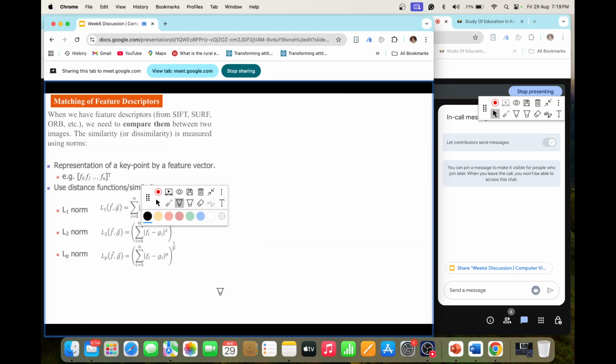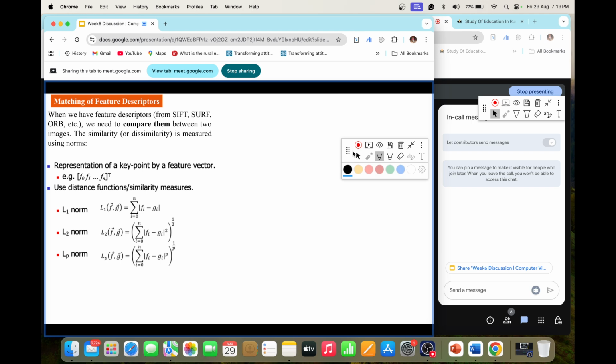Second, we have the matching of feature descriptors. When we have feature descriptors from SIFT, SURF and ORB, we need to compare them between two images. The similarity or dissimilarity is measured using a distance norm. We will have three distance norms: Lp normalization, L1 normalization and L2 normalization.